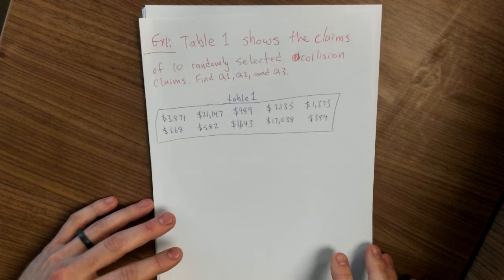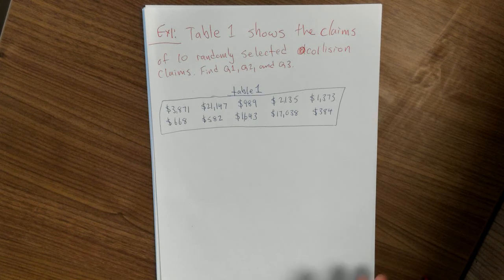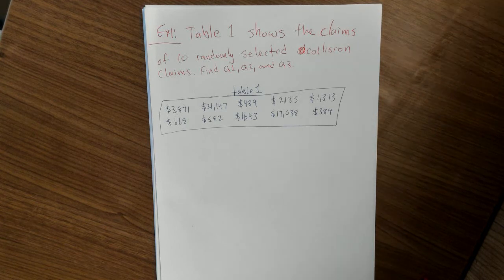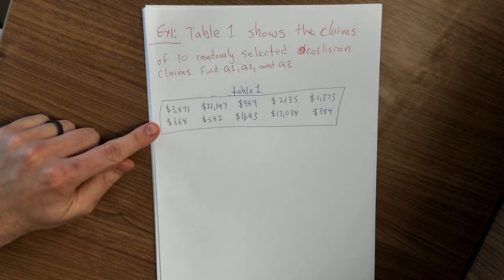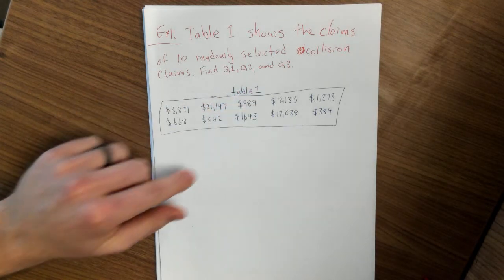And here's an example. I went ahead and wrote it down. So please pause the video and write this down now, and I'll go ahead and continue. Example 1 says, Table 1 shows the claims of 10 randomly selected collision claims. Find the first, second, and third quartiles. So here's Table 1, and it's asking us to find Q1, Q2, and Q3.